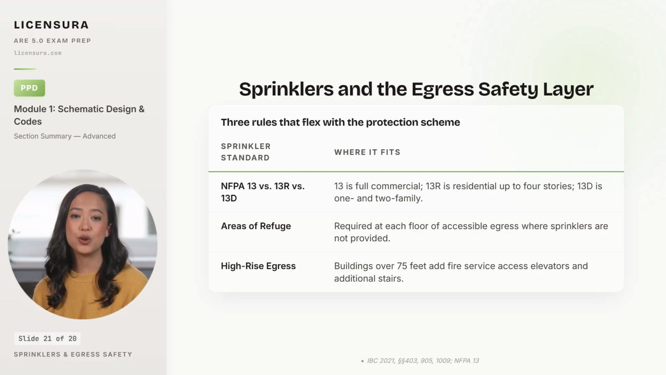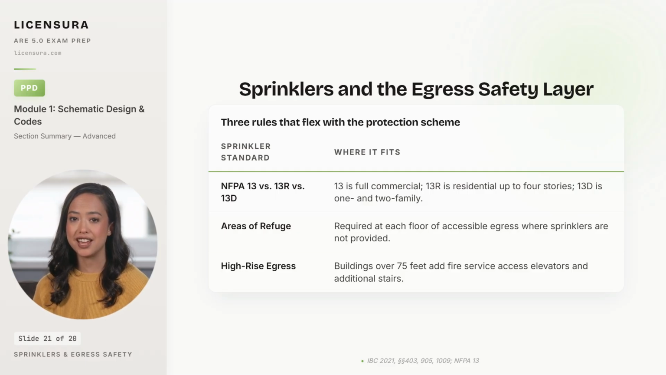Areas of refuge are the rule that appears when sprinklers disappear. In any building with accessible egress, but without full sprinkler protection, each floor needs a protected place where someone using a wheelchair can wait for assistance. Add the sprinklers, and the requirement falls away. High-rise above 75 feet compounds everything. Fire service access elevators, additional stairs, smoke-proof enclosures, and the exam writes around the layering rather than the individual rule. Read the protection scheme first, then read the building. Reverse the order, and you protect against the wrong scenario.